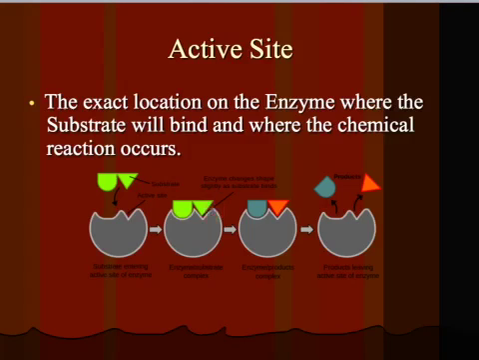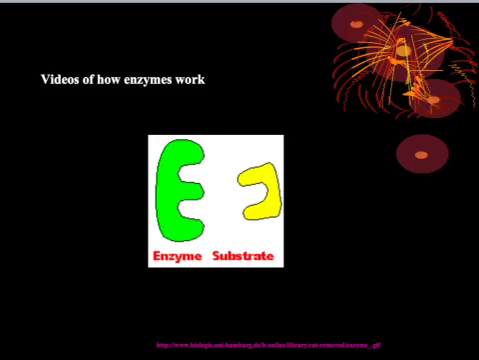Hence why you only have one lock that matches with one key. You'll never have one enzyme that works with multiple compounds. It'll always be one enzyme to one substrate. Again, here's just another picture of your enzyme and your substrate. They will connect together inside the active site.